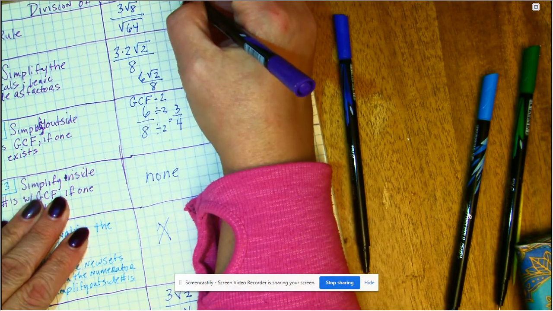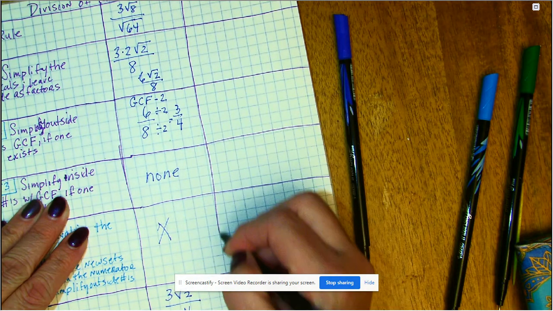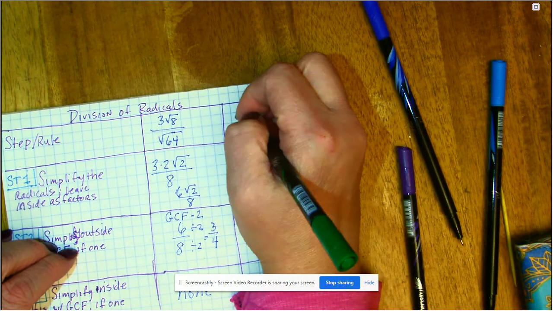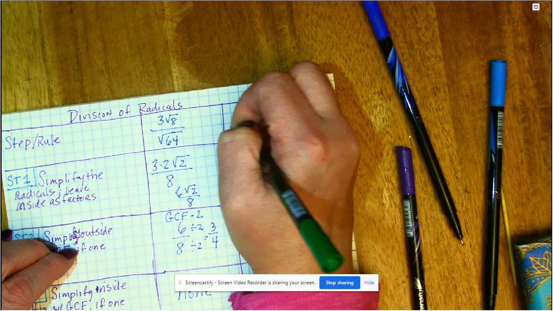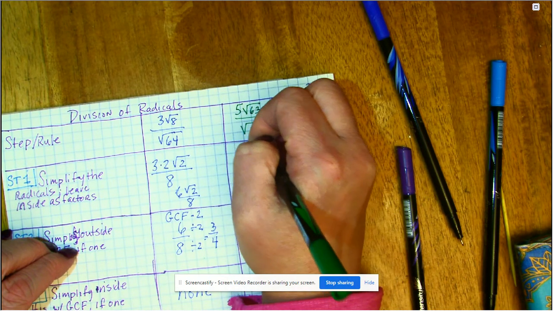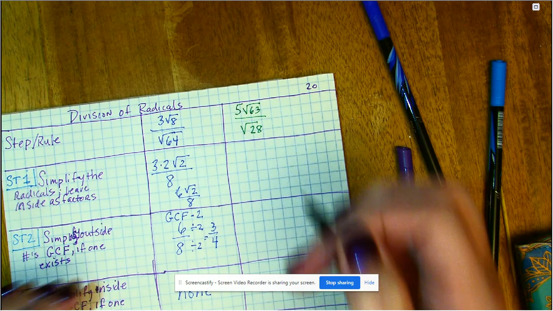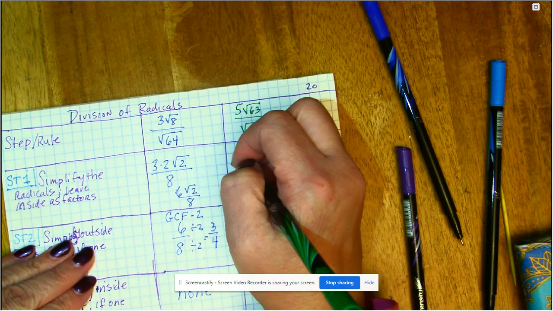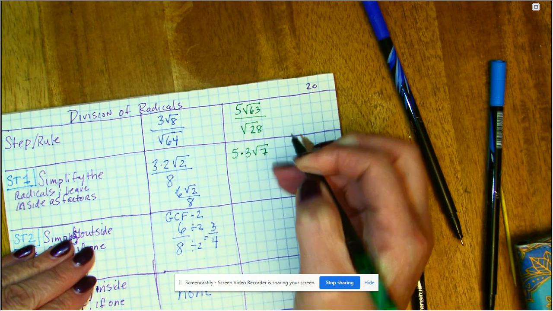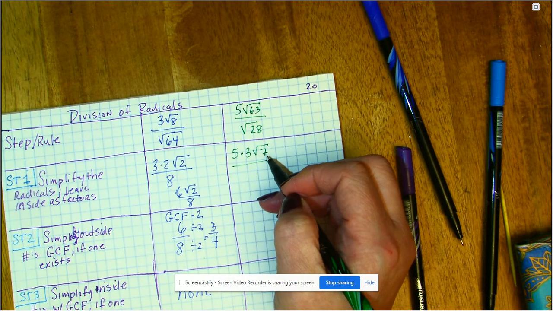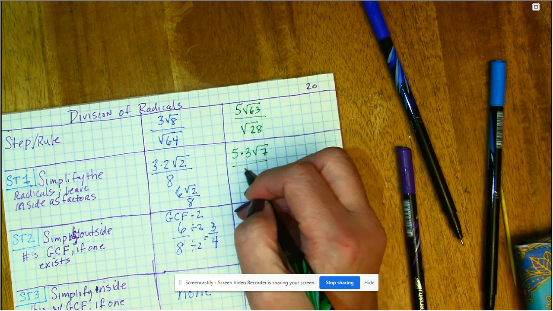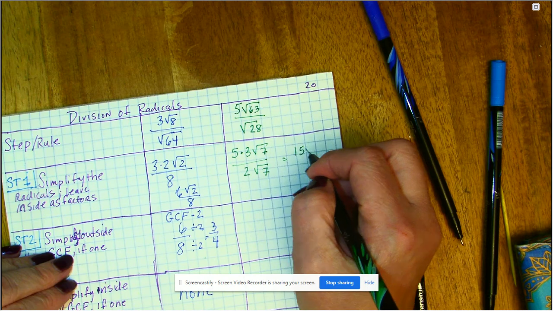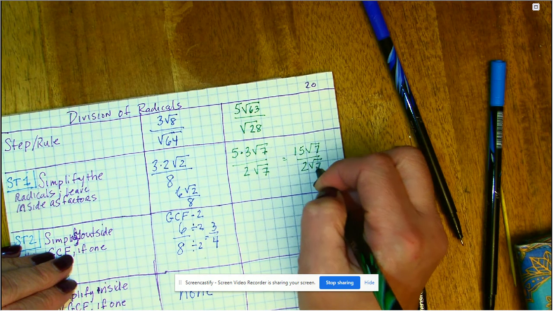Let's go and do another example. So let's look at 5 radical 63 over radical 28. Well, I know 63 is made up of a 9 times 7, and the square root of 9 is 3. So I'm going to get 5 times 3, leaving behind a 7. And 28 is 4 times 7, and radical 4 would be 2, so I'm going to get a 2 radical 7. And if I multiply those together, I wind up with 15 radical 7 over 2 radical 7.